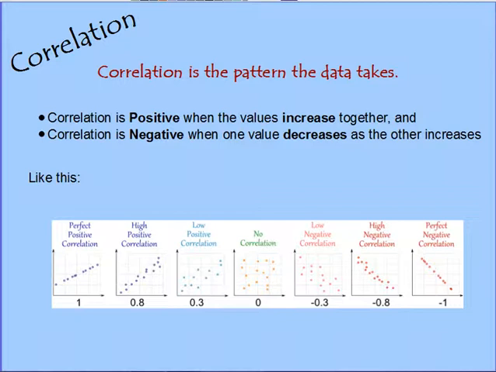I have a copy of this chart for you to glue into your notes so that you don't have to write this down. Notice the one in the middle where you can't tell if this data is positive or negative because the dots are so spread out. That's called no correlation.